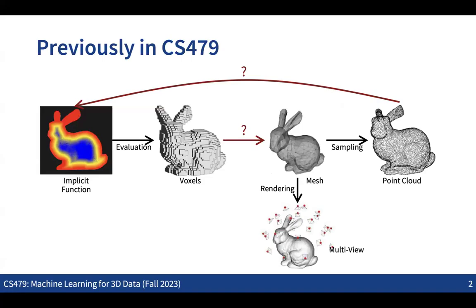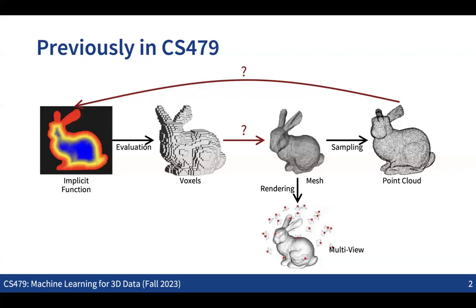What we have seen last time is that for some of the representations here, as you can see, like the conversion from the implicit function to the voxels, to the mesh, to the point cloud, or the mesh to the multi-view images, those conversions are very straightforward. We know how to do this kind of conversion. The question was how we can make the missing bridges across these representations, like the conversion from the point cloud into the implicit function, and also from the voxels to the mesh.